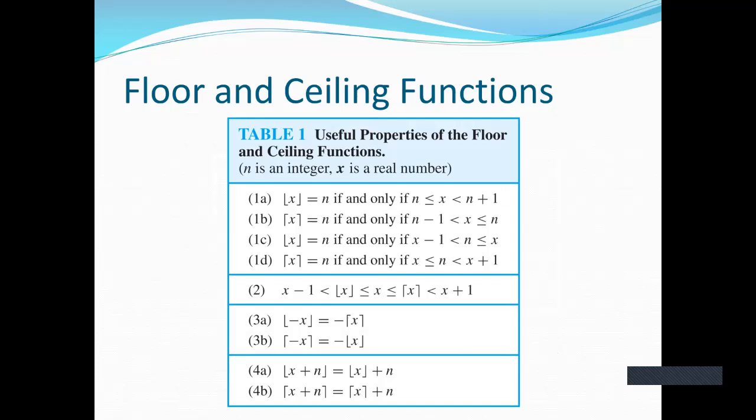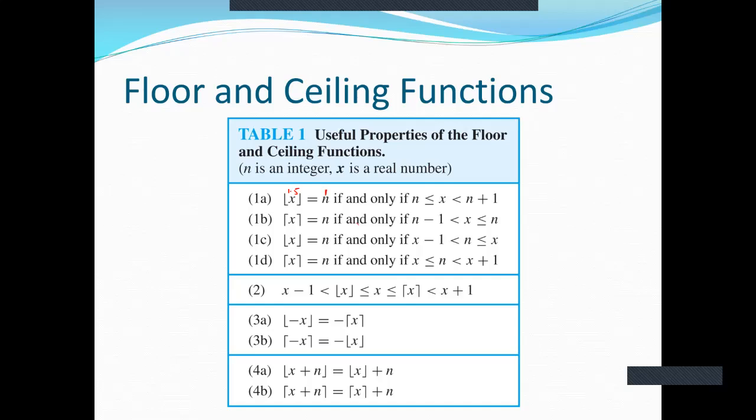Some important properties of the floor and ceiling functions. Let's understand this. The first property is, if you are taking the floor of x equal to n, it is possible if and only if x is greater than or equal to n and x is less than n plus 1. Let's take some examples. For example, x is 1.5. The floor of 1.5 is nothing but 1.